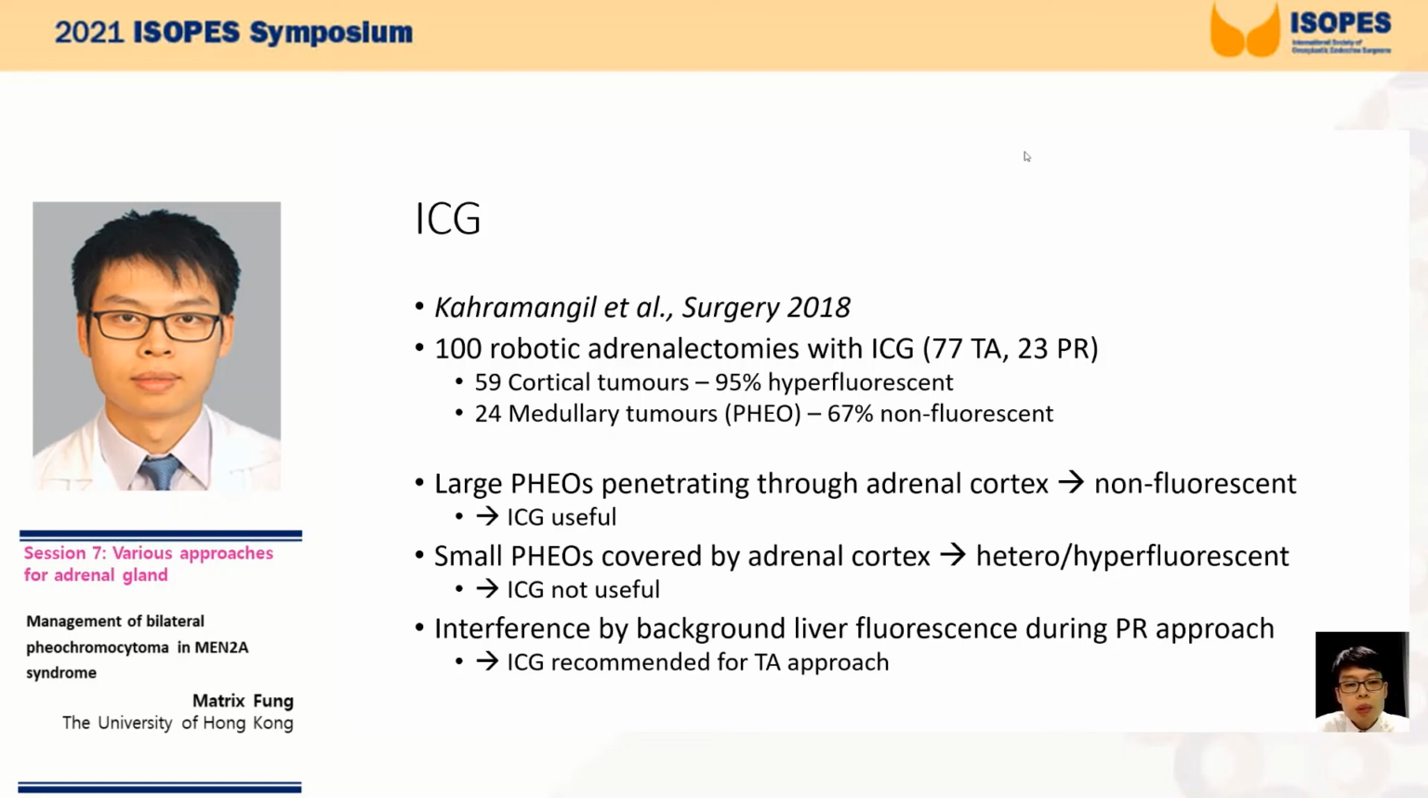Whereas for small pheochromocytomas covered by the adrenal cortex, in ICG imaging mode, it would appear hetero or hyperfluorescent because of the adrenal cortex wrapping around the tumor. In this case, ICG would not be that helpful. Moreover, background liver fluorescence may cause interference, especially for right adrenalectomy during the posterior retroperitoneal approach, and therefore the authors recommend ICG use for the transabdominal approach only.